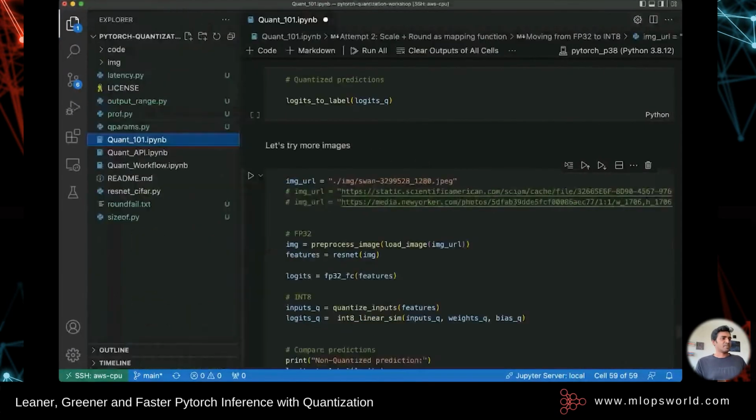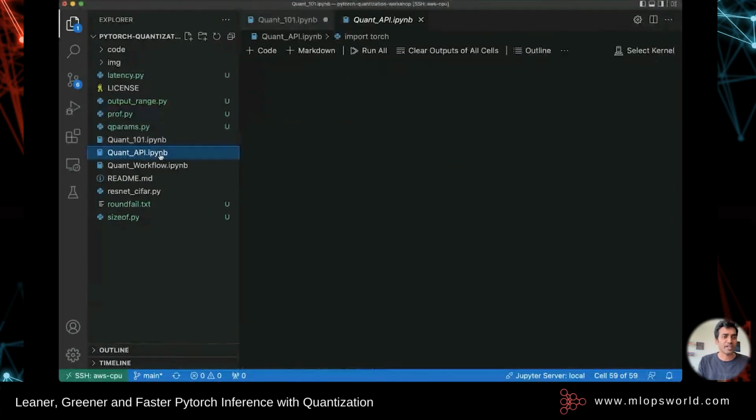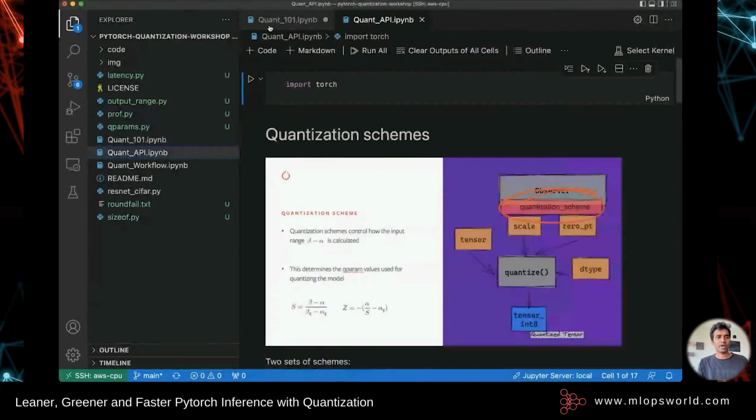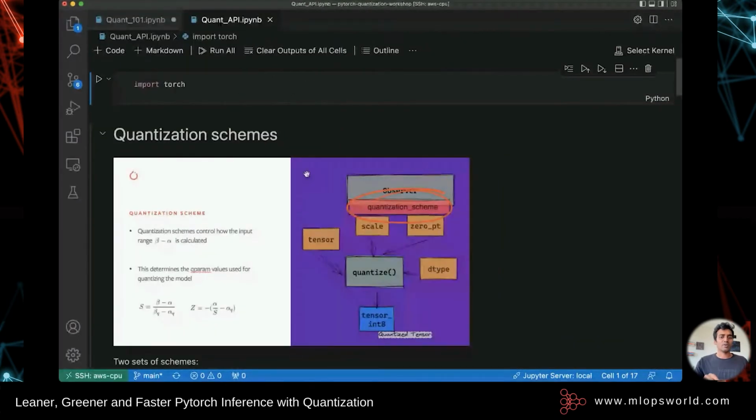Okay, let's get back to the slides. Sorry, the code. So we have a fairly decent sense of how quantization works, and now let's take a look at some of the building blocks that are used in PyTorch to actually run this quantization. So given an FP32 tensor, what is the process of actually converting that floating point tensor into int 8?